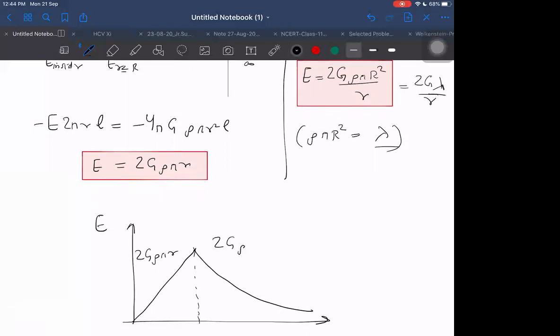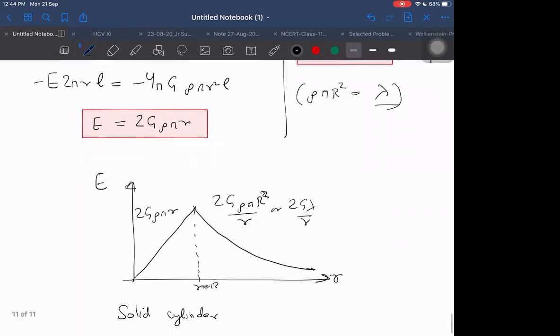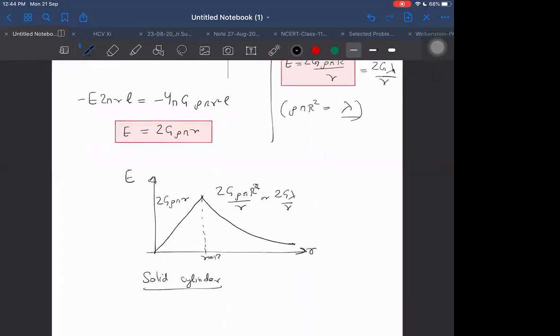The other one is 2G rho pi r square by r, or 2G lambda by r. That is a rectangular hyperbola. And the first one is a straight line. Okay, this is for the solid cylinder.